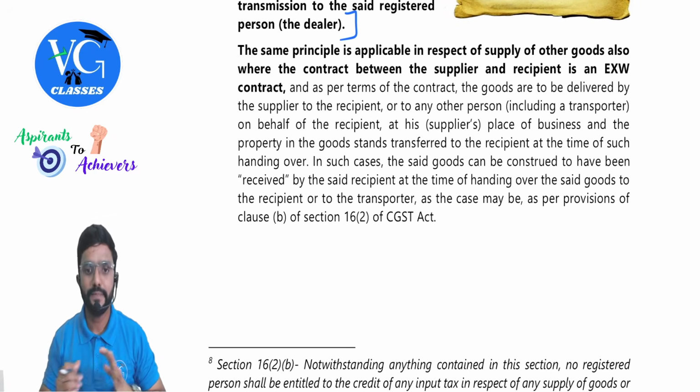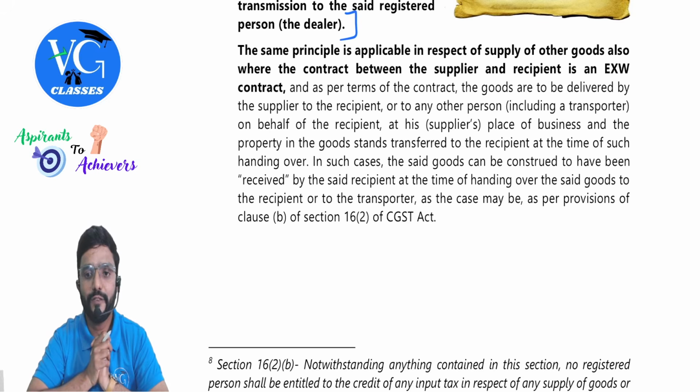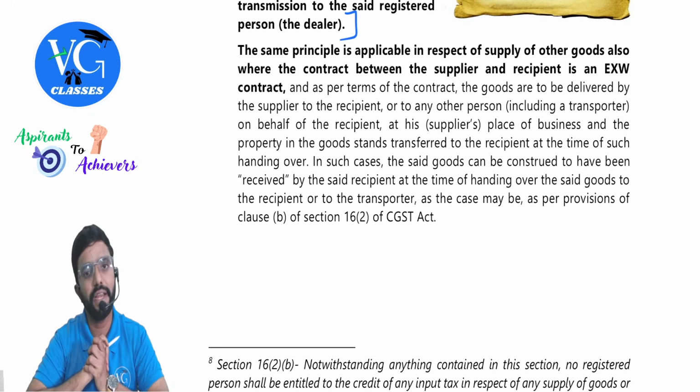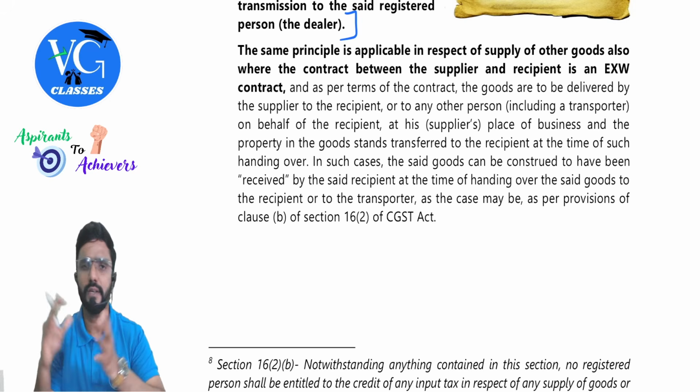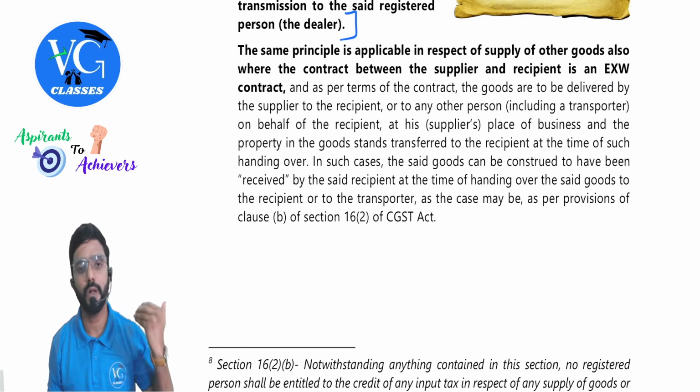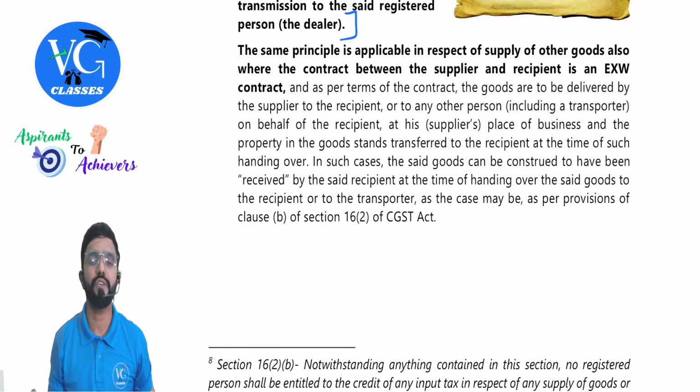The same principle is applicable in respect of supply of other goods. Okay, so here we just took an example of vehicles or a vehicle dealer. Is it only for vehicles, sir? No, wherever an ex-works contract is applicable, for all these goods, whatever clarification we are reading is applicable, guys.